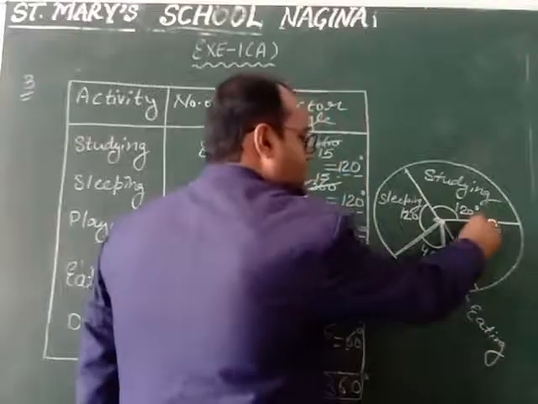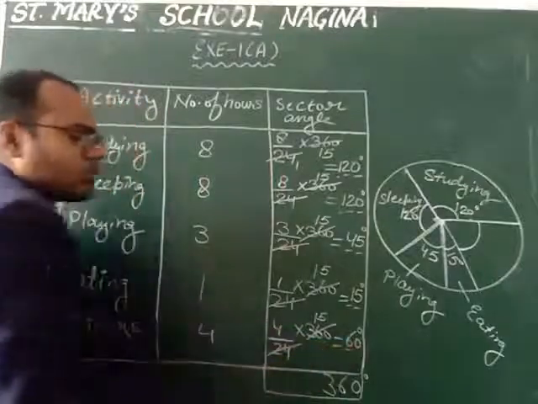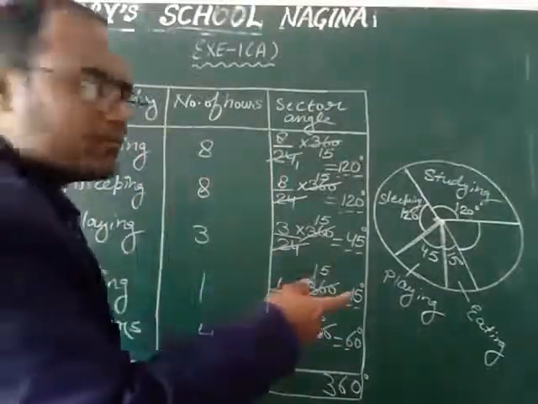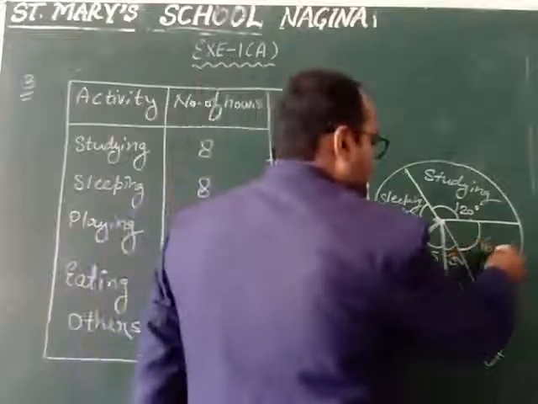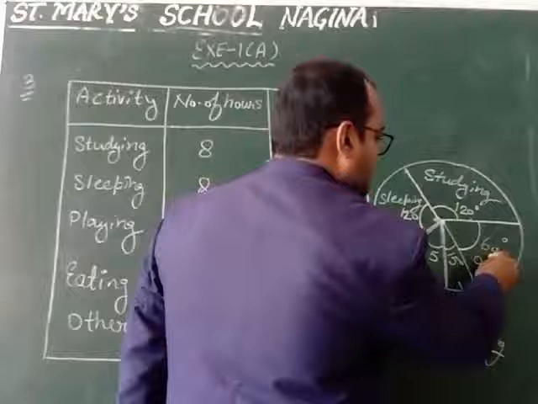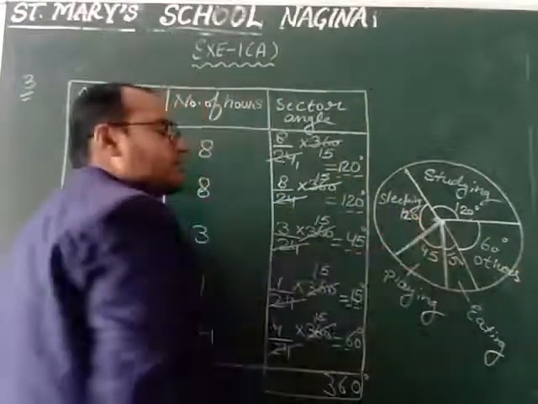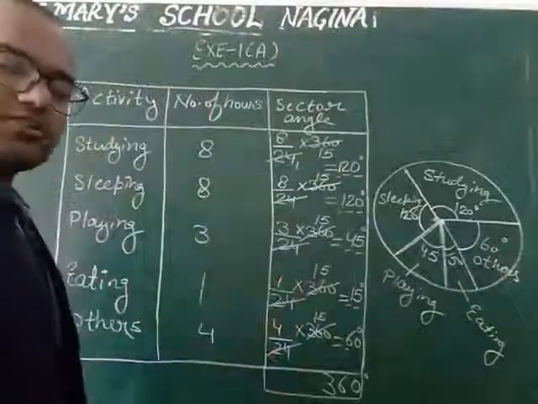And this last one is the remaining one. Only one angle is remaining, 60 degree. So no need to draw it. It will automatically come. This is 60 degree. This 60 degree is of others activity. So here we will write this is others. So this is the pie chart. So like this you have to do.